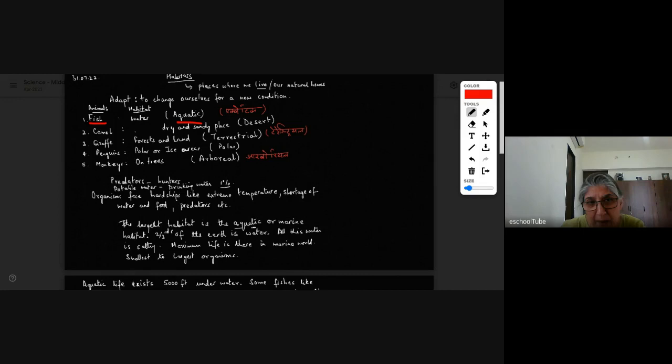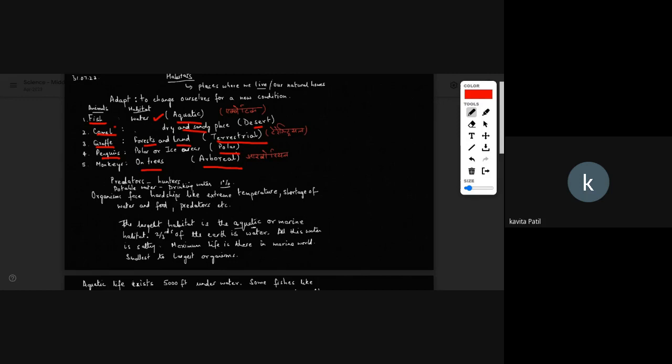Aquatic habitat is water. A dry and sandy place is desert, in which camels live. Then forests and land are terrestrial. Ice areas are called polar. Trees are called arboreal.